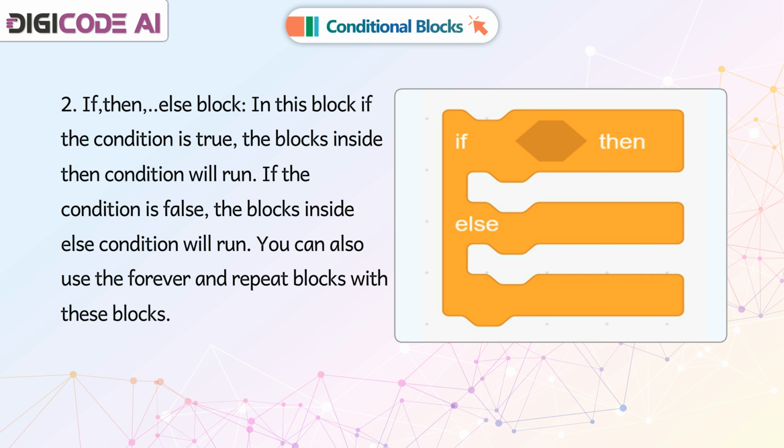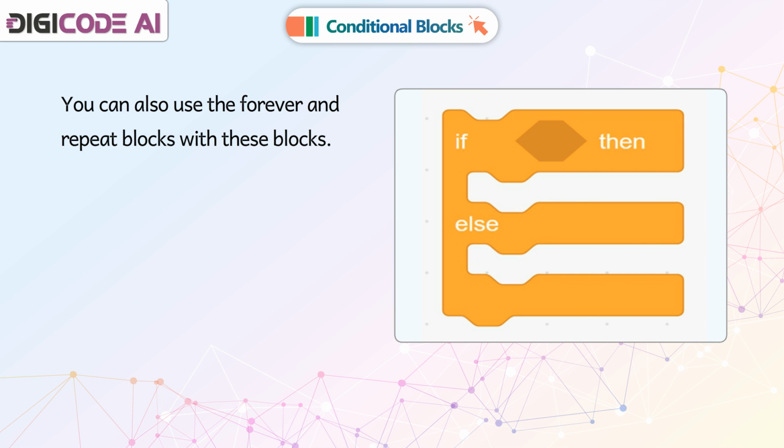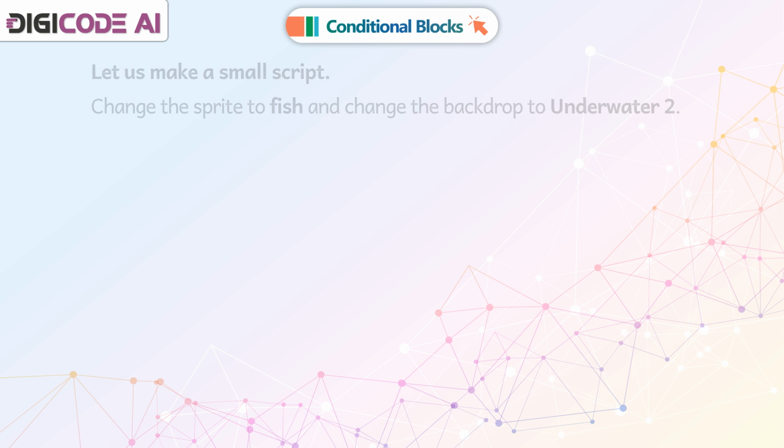2. If then else block. In this block, if the condition is true, the blocks inside then condition will run. If the condition is false, the blocks inside else condition will run. You can also use the forever and repeat blocks with these blocks.